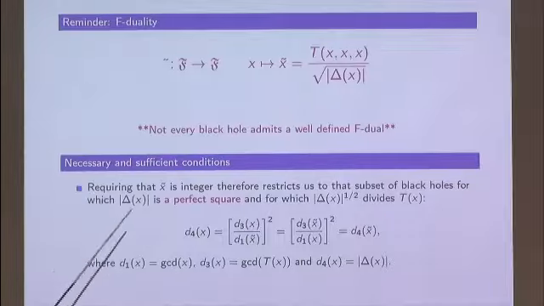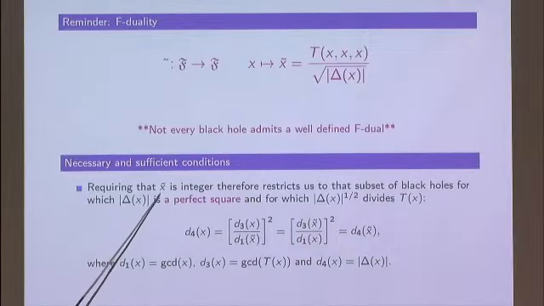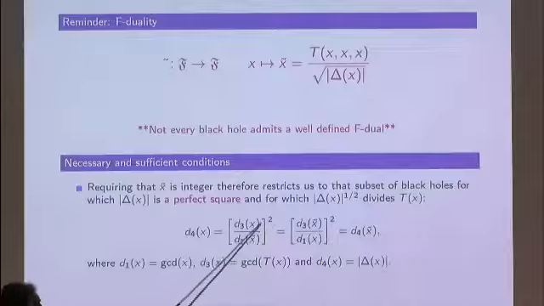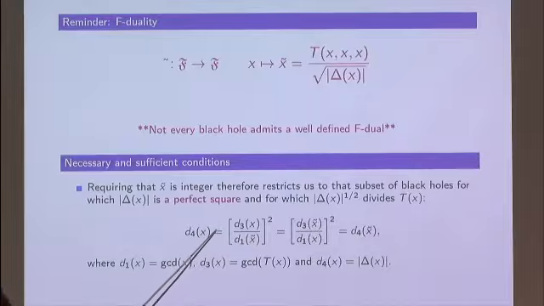Now, this requirement that the transformed black hole have integer charges means that not every black hole admits a Freudenthal dual, because requiring that x tilde is integer restricts us to the subset of black holes for which this quartic norm is a perfect square and for which it has these divisor properties. These were greatest common divisors of the cubic norm, the quadratic form, and the quartic norm. And so you have to satisfy all these conditions if your transformed solution is to be integer.